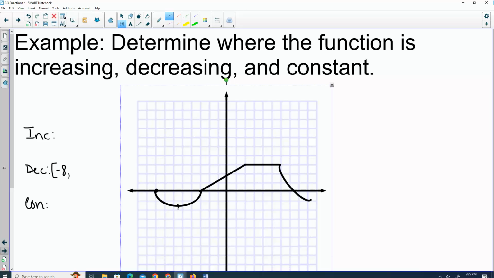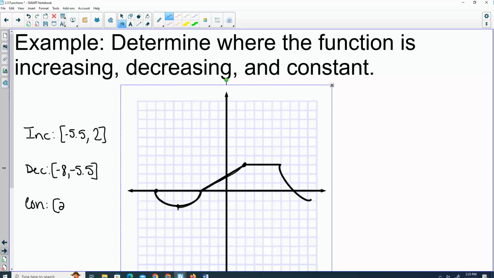-5.5. Okay. And then what happens after that? It's increasing. So from -5.5. Okay. Here's my little loop stops, but does it quit going up? Nope. So it's still increasing until I get to 2. Okay, then what happens at 2?